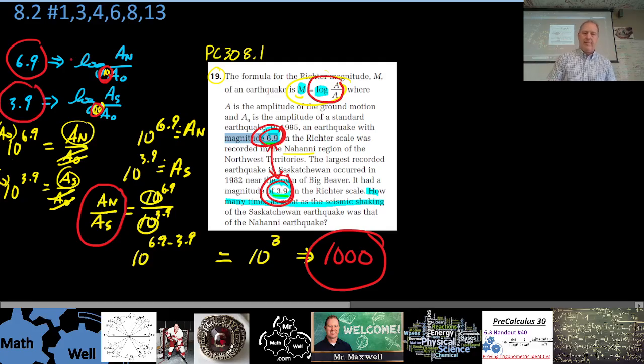So over the years, I've assigned this a number of times. This question trips up students for that reason. So please remember that a log statement can be rewritten as an exponential statement, which is what you have to do for this one. Okay, any other questions?